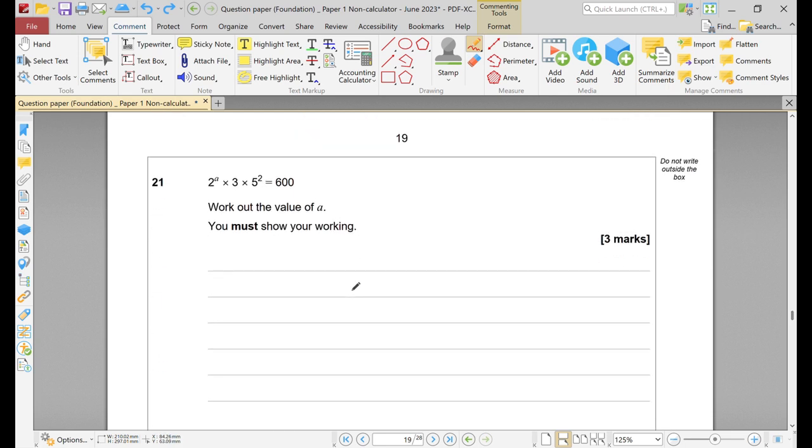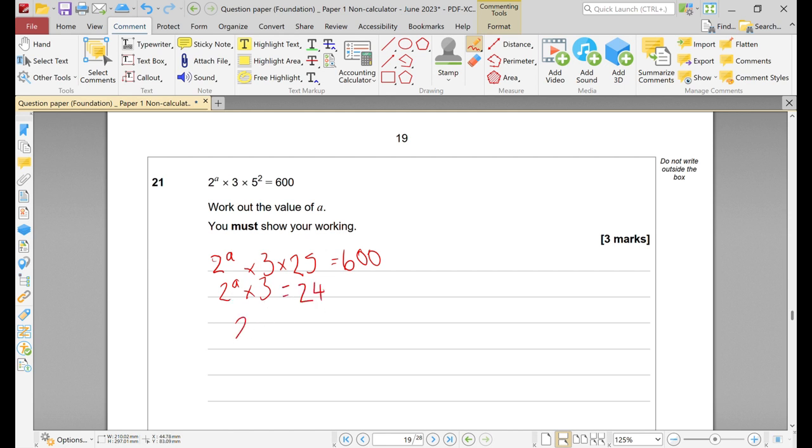Question 21. That times that is 600. Work out A. Or 2A times 3 times 5 squared. 5 squared is 25, which equals 600. Well, then we could do 2A times 3 times 25 is equal to 600. What we're doing here is 600 divided by 25. Well, 25 goes into 100 4 times, but it's 600, so it's going to go into it 4 times 6, which is 24. So that's going to be 24.